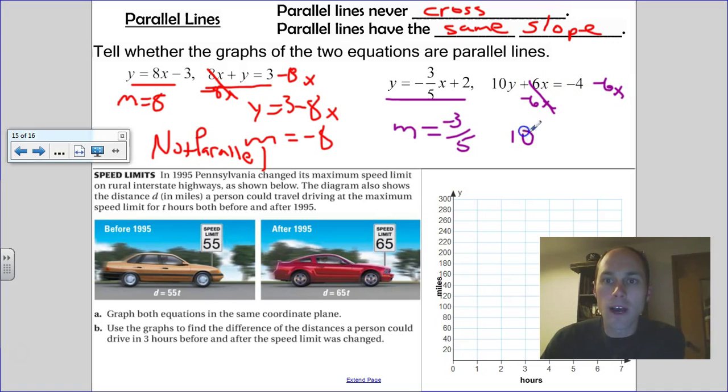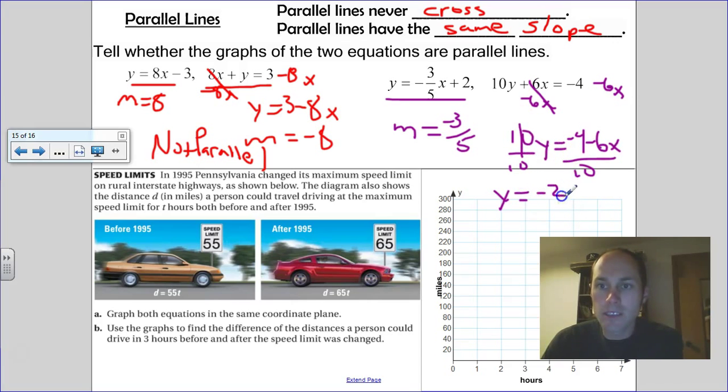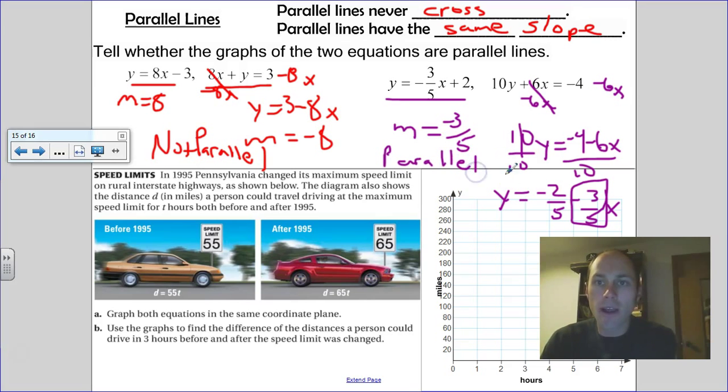We're left with 10y = -4 - 6x. And then we divide by 10. So we get y equal to -4/10 or -2/5, minus 6/10 or minus 3/5 x. And I see that slope is negative 3/5. So I'd say yes, these two are parallel. So without even having a graph, we can tell they're parallel just by manipulating the equations algebraically.